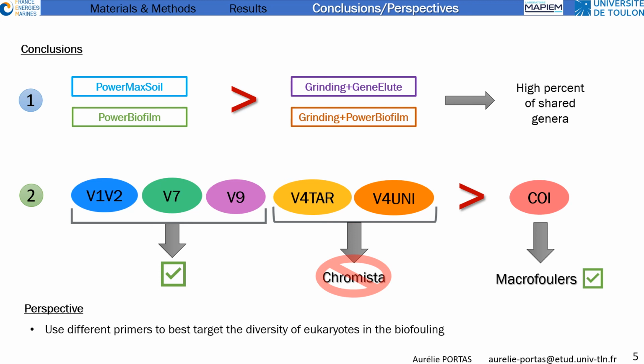In future studies, it will be wise to combine 2 sets of primers targeting the CO1 and the 3 regions of the 18S rDNA gene to capture the diversity of marine eukaryotes in biofilm communities.